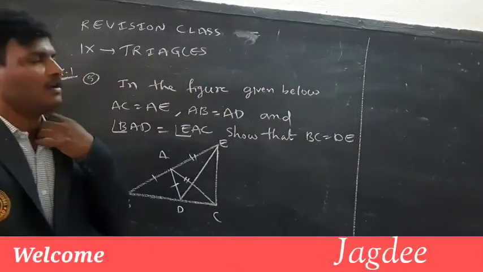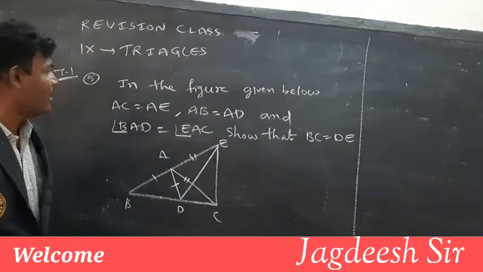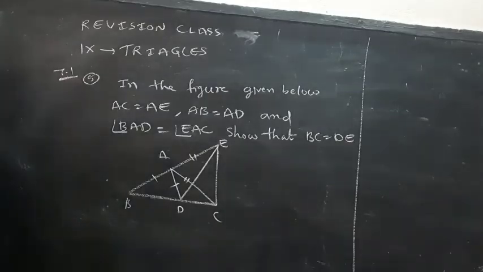Class, division class and triangles. Here is the first question from exercise 7.1.